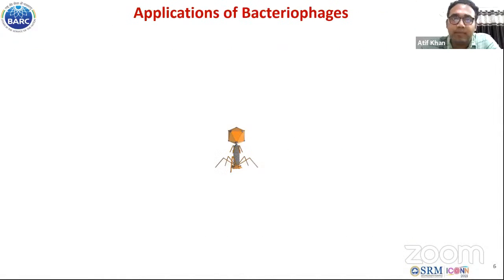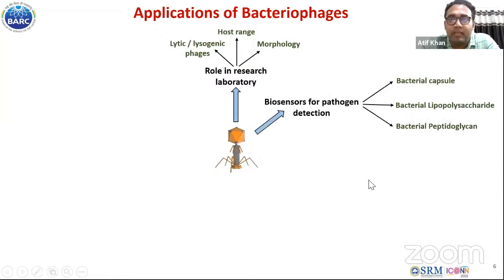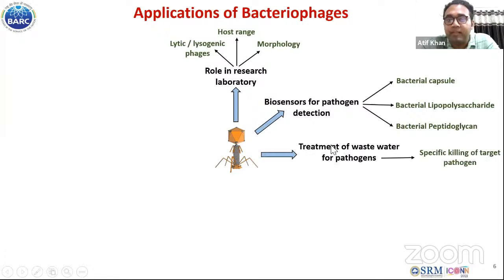So bacteriophages have a lot of applications, like their role in research laboratories. They can be used for biosensors for pathogen detection because they will identify different capsules, which are molecules of bacteria. They can be used for treatment of wastewater, for killing specific target pathogens. They can be used for killing antibiotic-resistant bacteria because most bacteria are now becoming resistant to antibiotics. So these bacteriophages are the new hope for killing antibiotic-resistant bacteria.